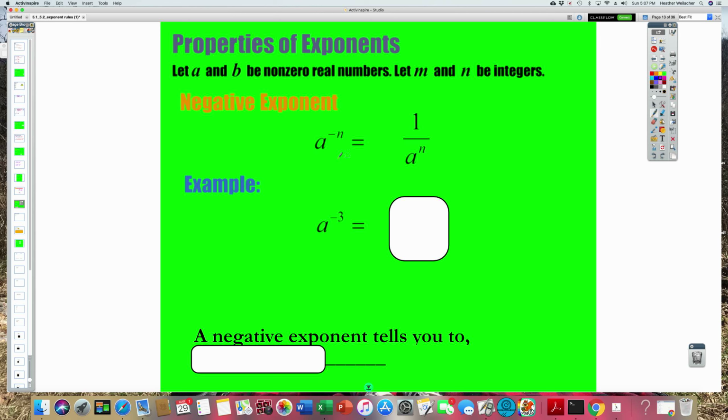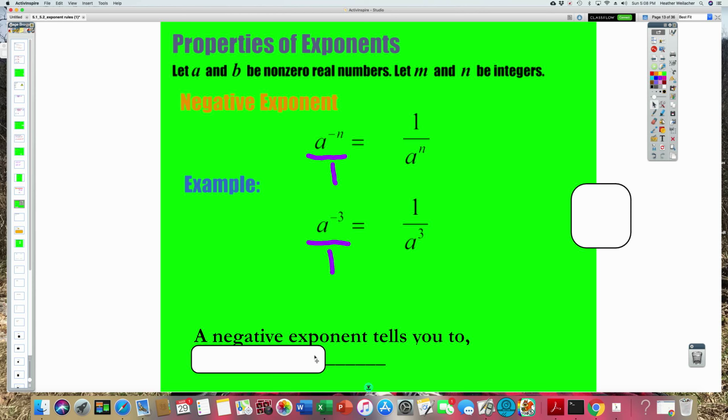So right now, I can make this a fraction. I could put it over 1. So when you have a negative exponent, you need to move it down to the denominator and make it positive, or up to the numerator to make it positive. And I'll show you an example. So for this one, a to the negative 3, and remember there's an understood 1, I can make it a fraction, put it over 1, is really 1 over a to the positive 3. Because a negative exponent tells you to move the base.